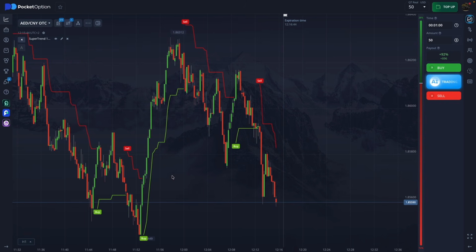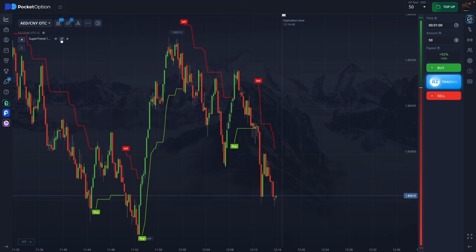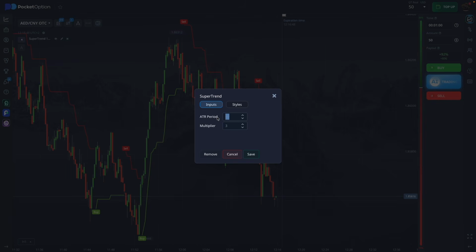The first indicator, as I mentioned earlier, is the super trend. I add it to the chart, go to settings, and I increase the period to 12 while setting the multiplier to 2.5.